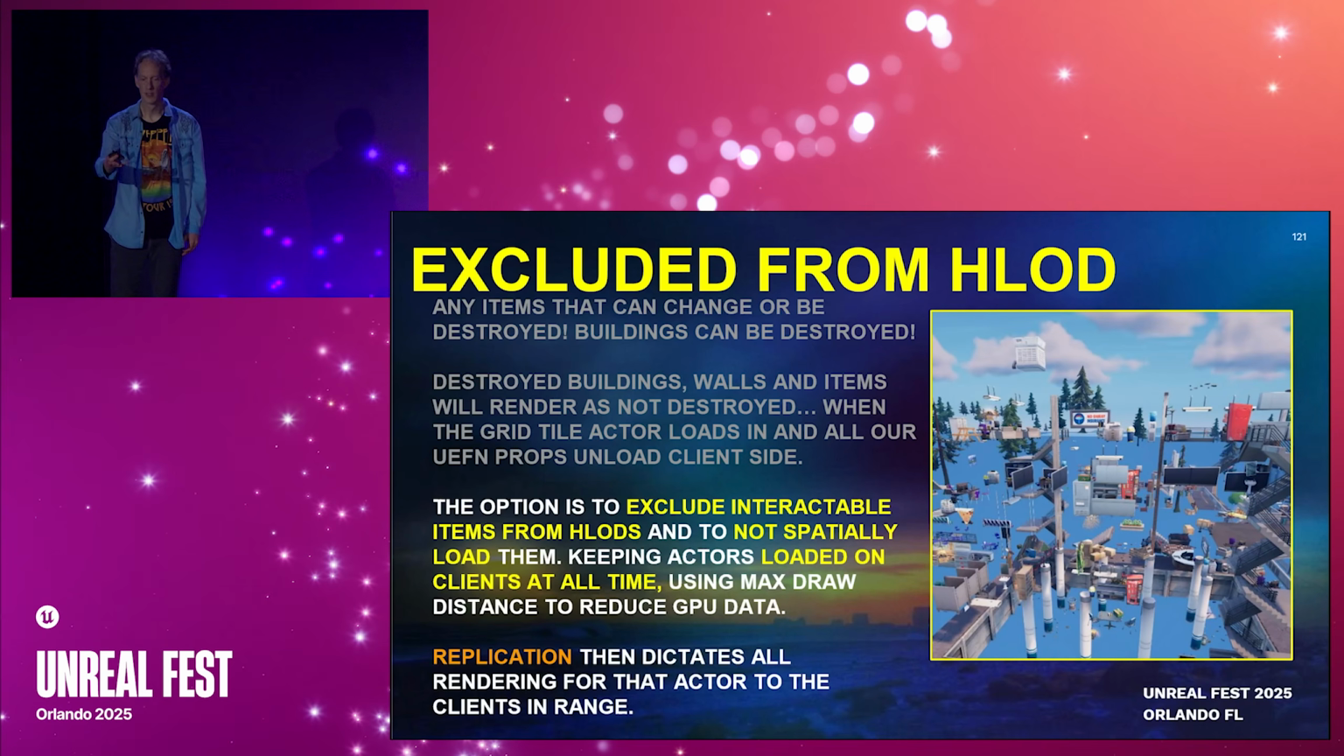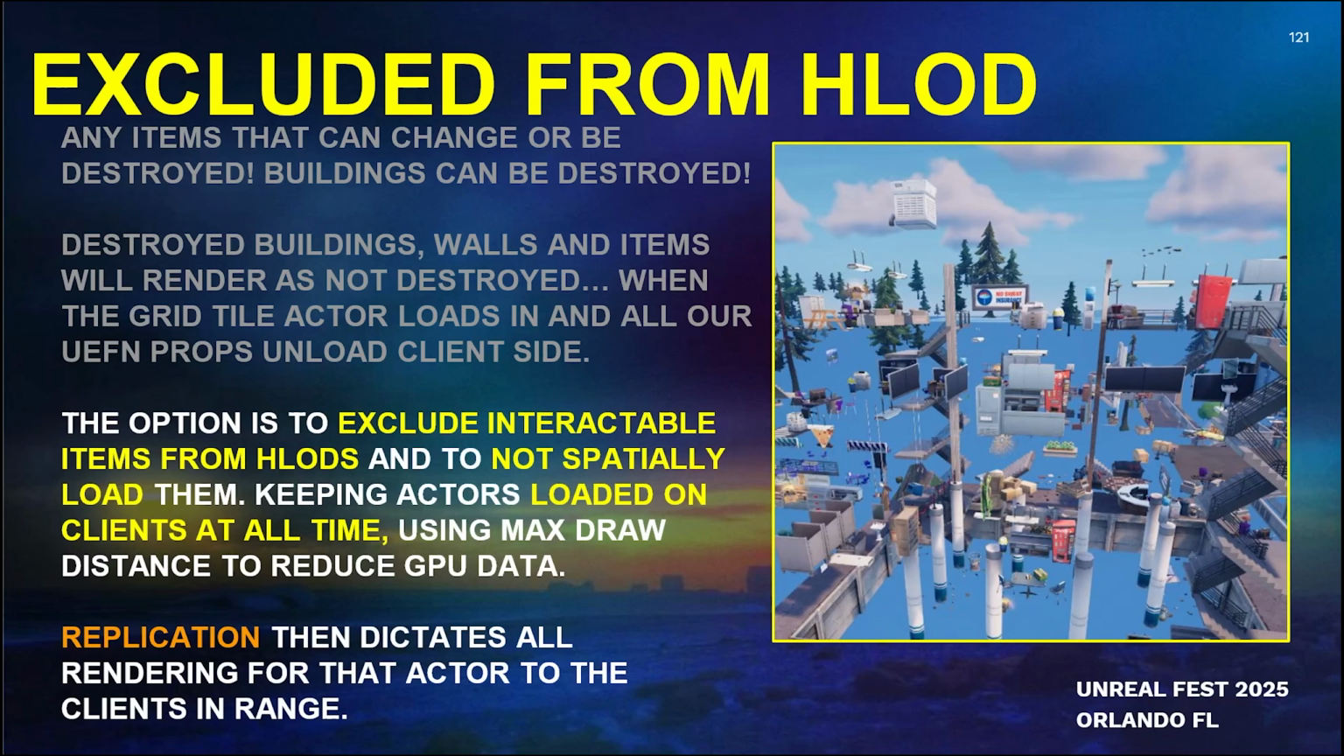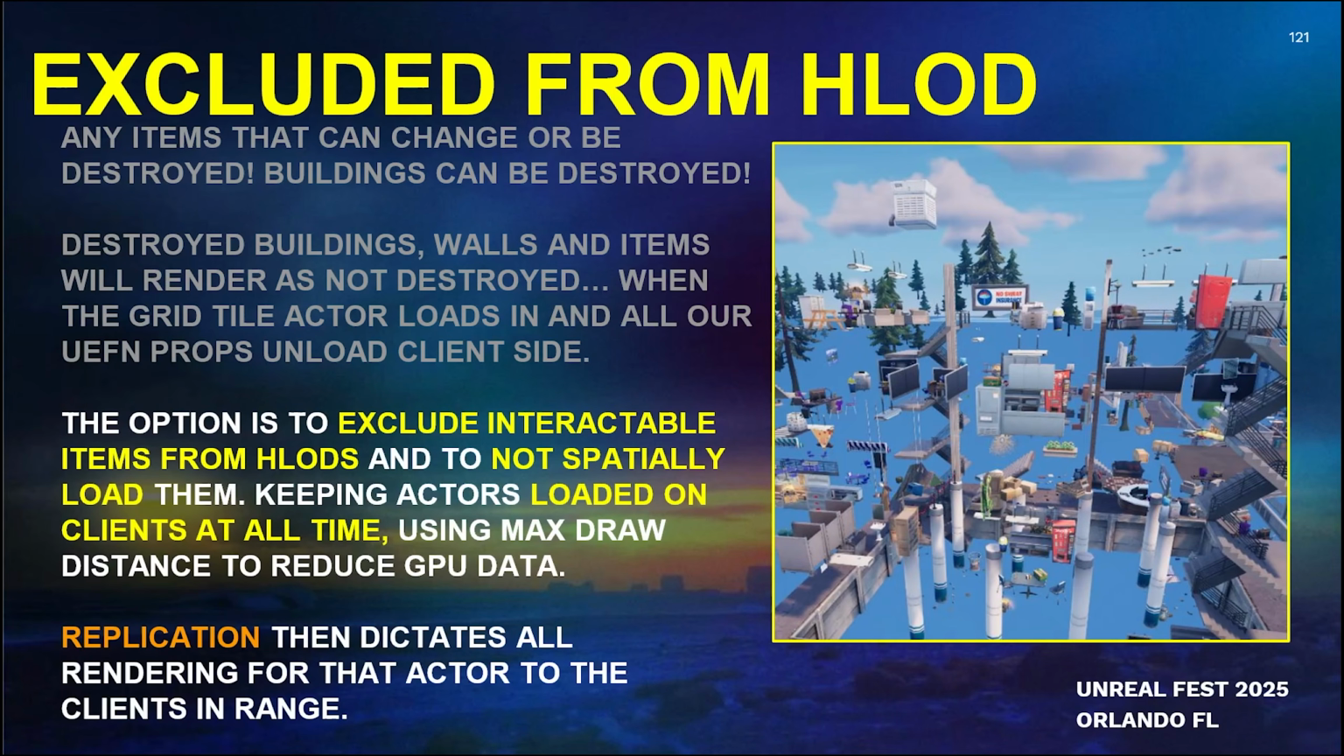So exclude interactable things, and don't spatially load them. Keep actors loaded on clients all the time. The max draw distance would then be what you could do to tune down when that thing is hitting your rendering part. Replication then dictates rendering, because it has to actually get the item over to you. And we don't have access to know what the replication range is, sadly. So it's kind of a replication and spatial loading battle with each other.